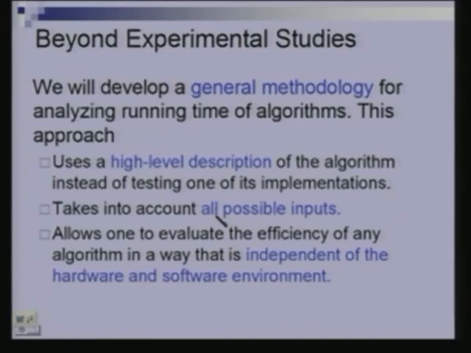Our methodology would help us take into account all possible input instances, and it will allow us to evaluate the efficiency of the algorithm in a way that is independent of the environment, independent of the platform that we are using.